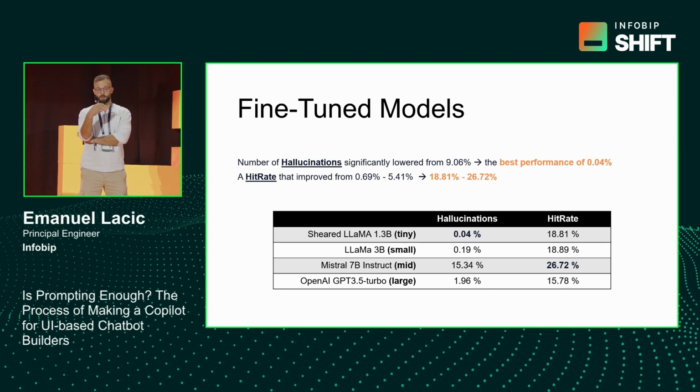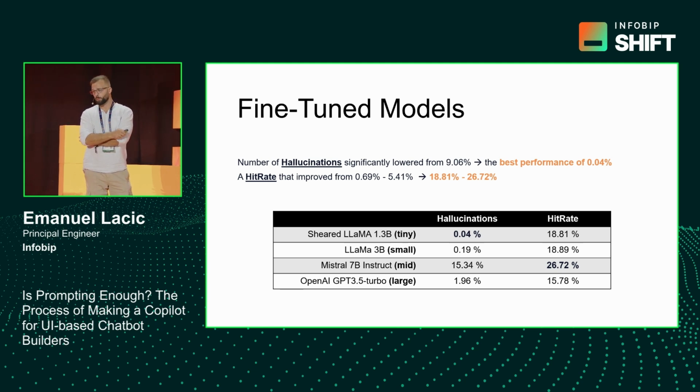And if you think about accuracy, this hit rate, where we managed to generate exactly what we wanted, we increased it from 5.41%, which was from Google, to 18 to 26% of the time. Here, Mistral was the most accurate one, but had the biggest amount of hallucinations because it needed a bit more data, as we found out.